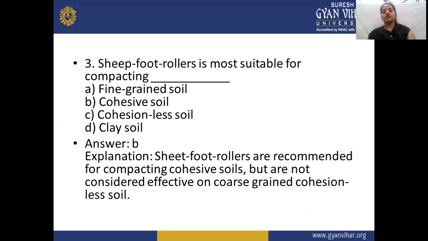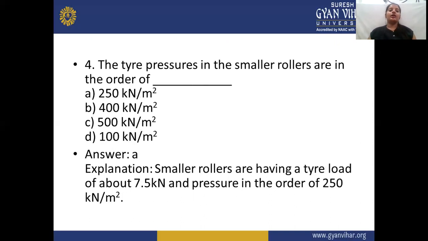The sheep foot rollers are recommended for compacting cohesive soils, but are not considered effective in coarse grained cohesion-less soils. Coarse grained cohesion-less soil is nothing but sand. So sheep foot is highly recommended for areas where we have excessive cohesive soils. Okay, let's move forward. The tire pressures in the smaller roller are in the order of 250 kilonewton per meter square, 400 kilonewton per meter square, 500 kilonewton per meter square, or 100 kilonewton per meter square.